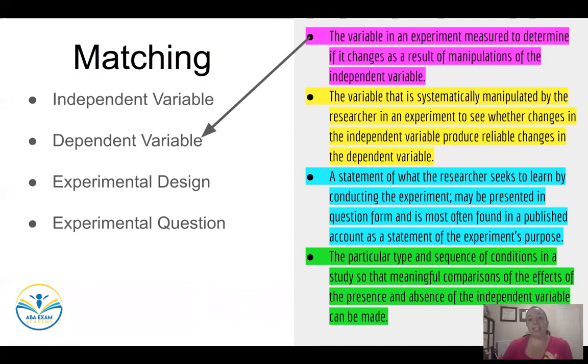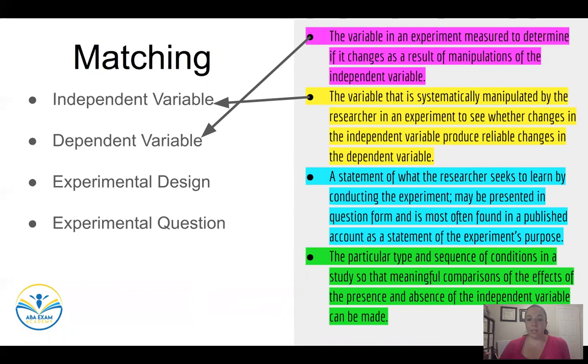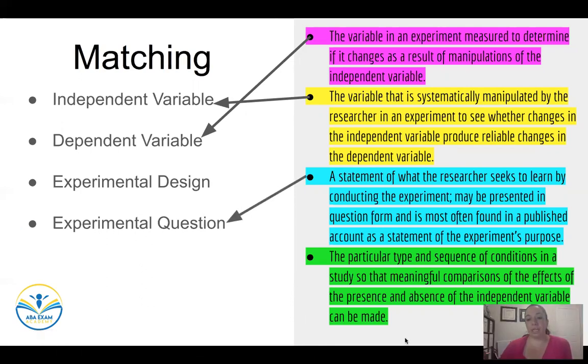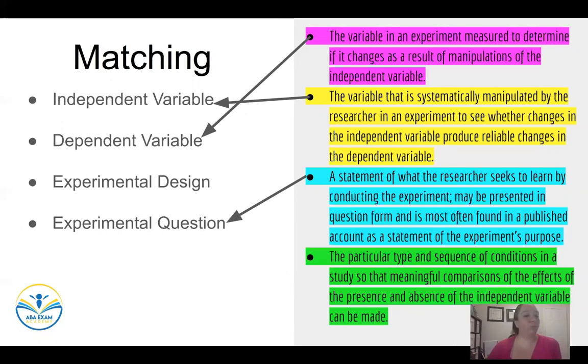Okay. The variable that is systematically manipulated by the researcher in an experiment to see whether changes in the independent variable produce reliable changes in the dependent variable. Independent. Good. A statement of what the researcher seeks to learn by conducting the experiment, may be presented in question form and is most often found in a published account as a statement of the experimenter's purpose. Experimental question. Correct. The particular type and sequence of conditions in a study so that meaningful comparisons of the effects of the presence and absence of the independent variable can be made. What? This is directly from the Cooper glossary, so do not question.